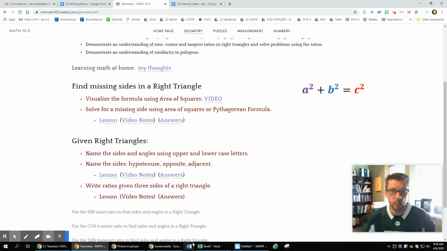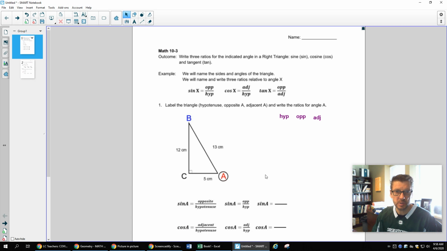Hey, good morning, everybody. We are going to try the next lesson here about writing ratios given three sides of a triangle. So I'm just going to pull up a notebook here. And this information is going to be key for us moving forward with the rest of our unit. We need to make sure we know how to label our triangles. And we talked about naming them little a, little b, and little c in the last lesson.